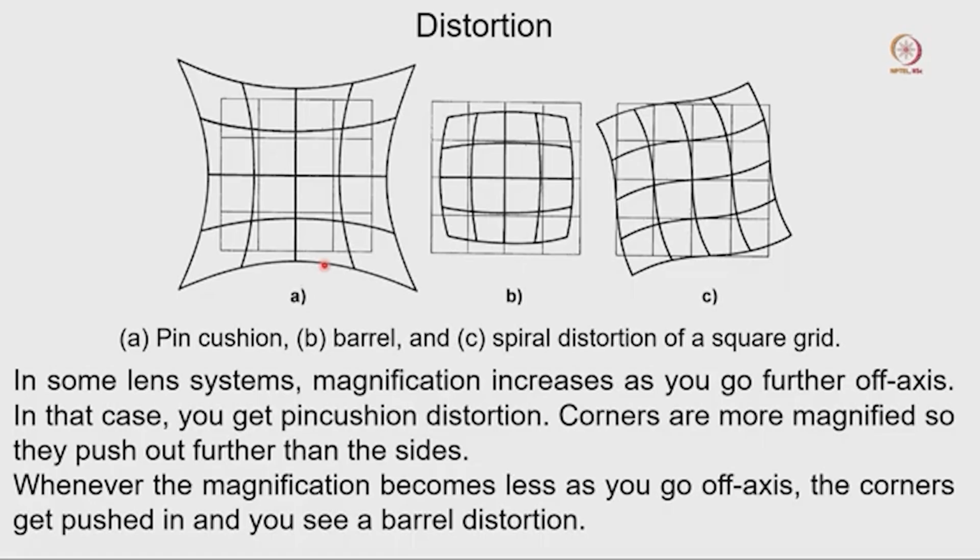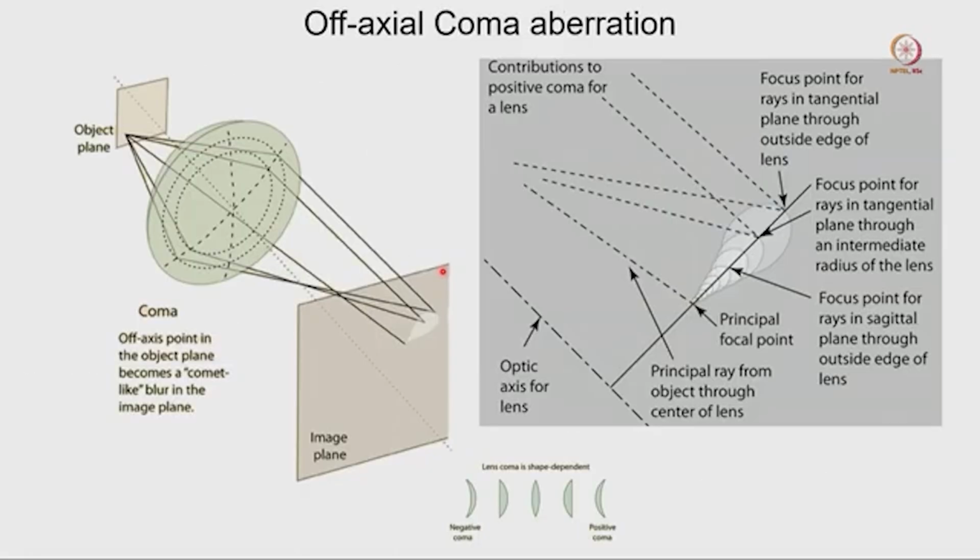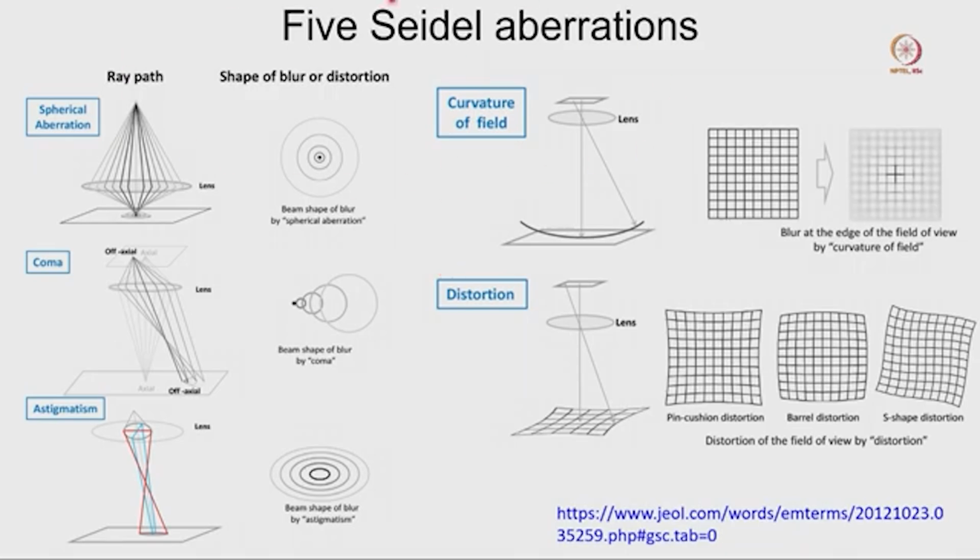Here I am showing you 5 different types of distortion altogether. Where you have a spherical aberration, in spherical aberration you can see that whenever rays are near the lens, they converge in a different position.